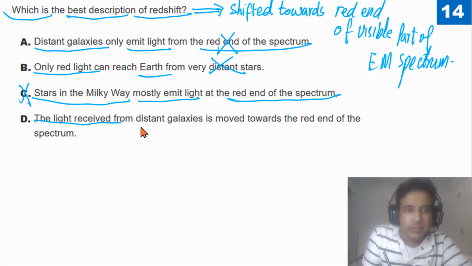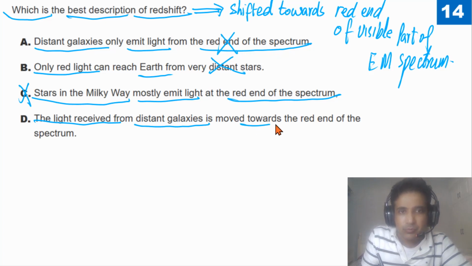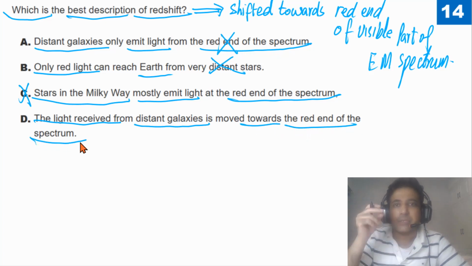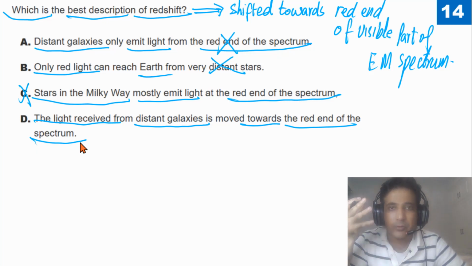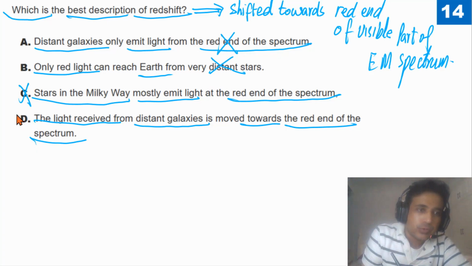The light received from distant galaxies is moved towards the red end of the spectrum, means the red end of the visible part of the EM spectrum. So the answer for this question is D.